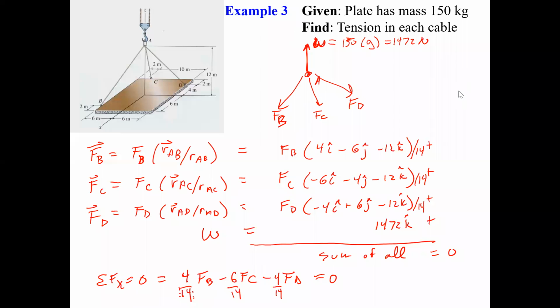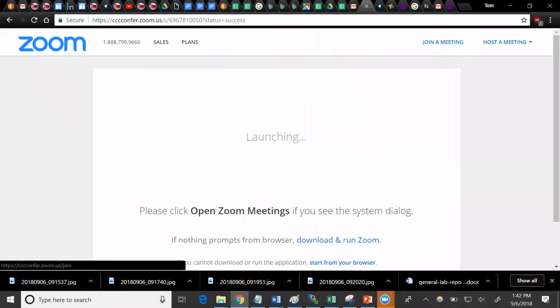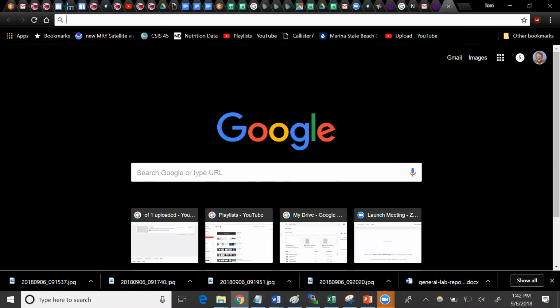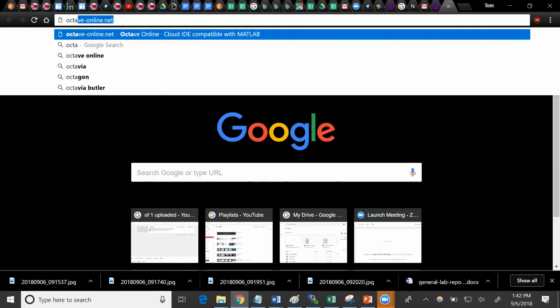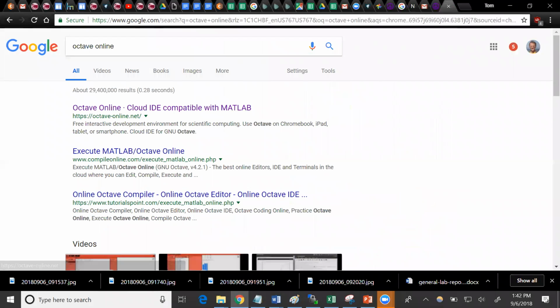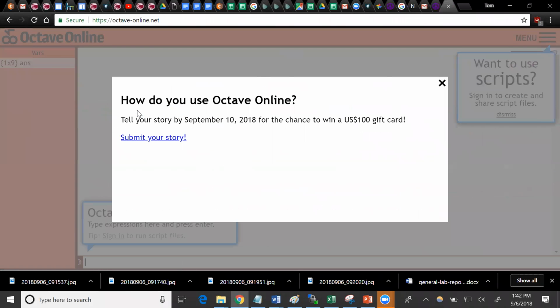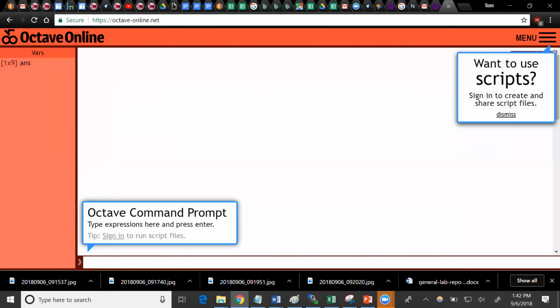So what happens is when you get into some of these complicated systems of equations, you want to find an easy way to solve it. And one way you can do that is with Octave Online, which is a really nifty tool. You can just Google Octave Online, and it takes you to their site. You took the MATLAB class? Yeah, so this is basically an online version of MATLAB. You can use it on any computer that's connected to the internet. And there's a few ways you can do it.